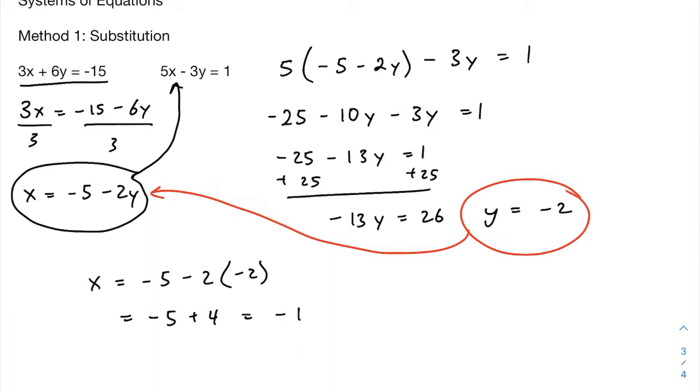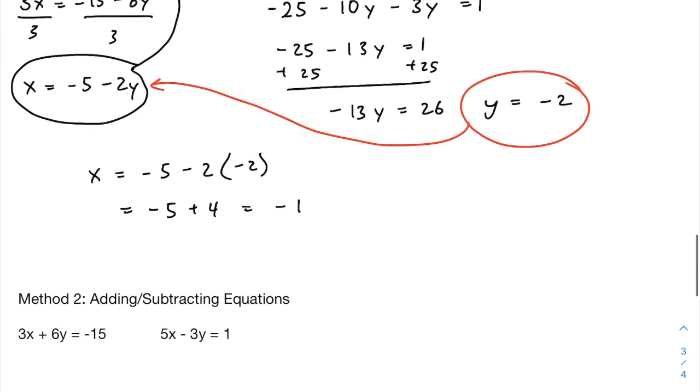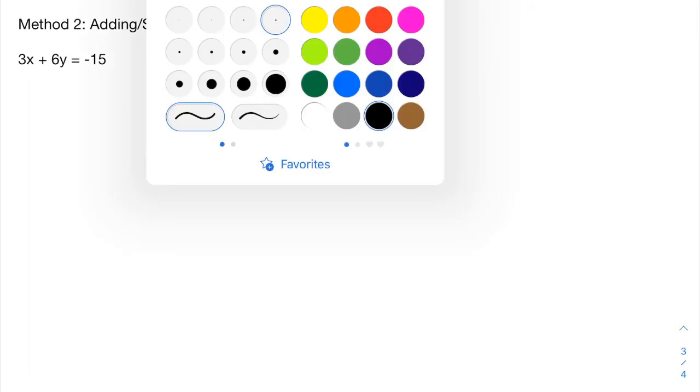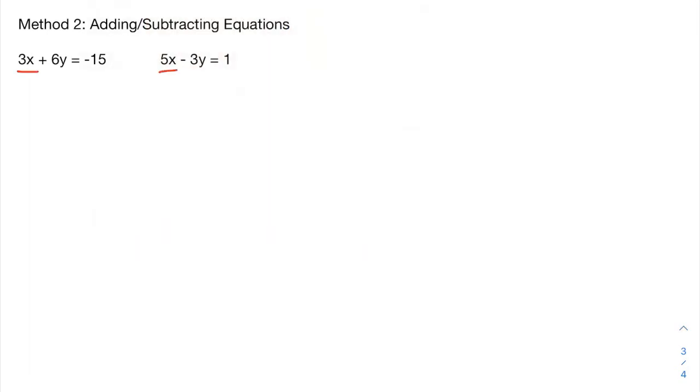So that is one way to solve for unknowns. So if you have two equations and two unknowns, you can substitute. The other method is adding and subtracting equations. And so this method has you manipulate one of your equations such that a variable has a common factor. So in this situation, let me do this by color. I have 3x and 5x, and I have 6y and 3y. And so you can easily see that 6 and 3 could have a common factor if I took this second equation and multiplied it by 2.